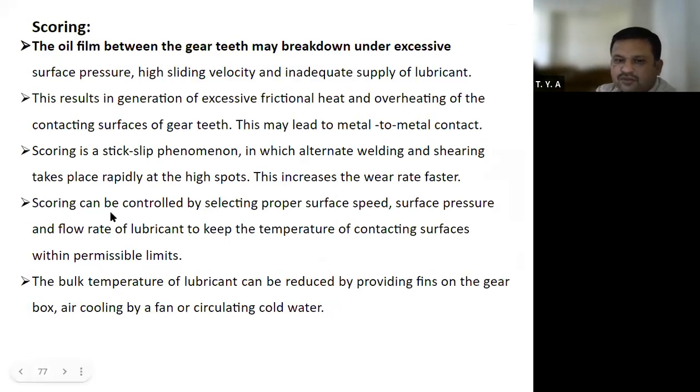Therefore, scoring can be controlled by selecting proper surface speed, surface pressure, and flow rate of lubricant to keep the temperature of contacting surfaces within permissible limit. The bulk temperature of lubricant can be reduced by providing fins on the gearbox, air cooling by a fan, or circulating cold water.